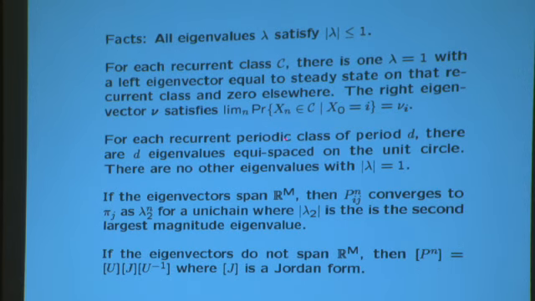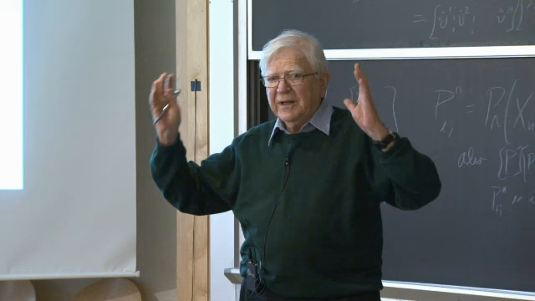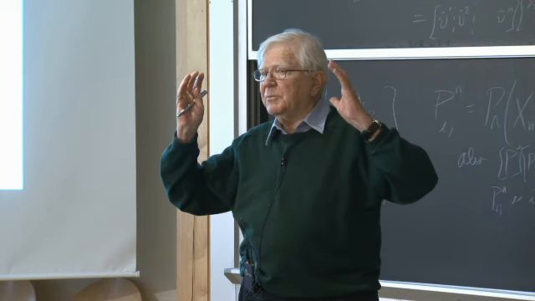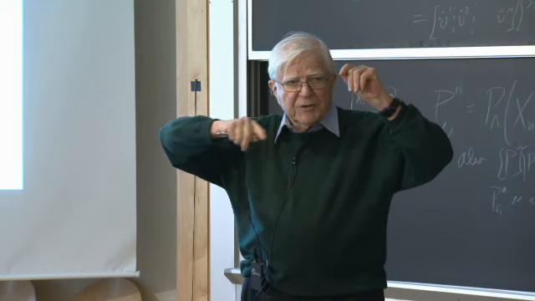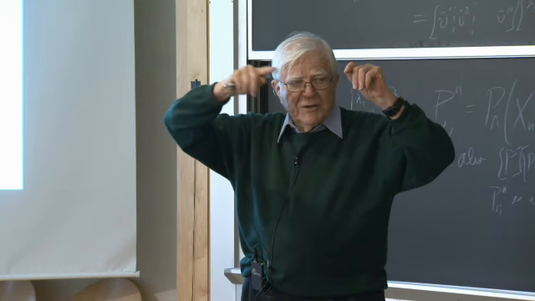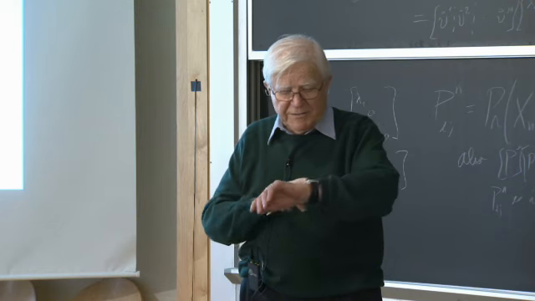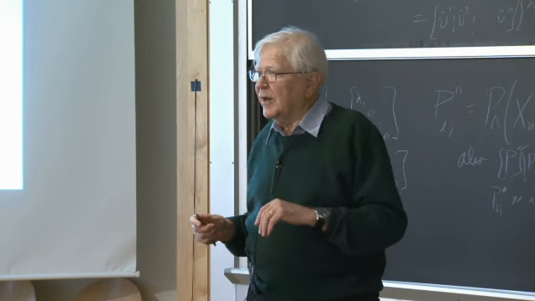For each recurrent periodic class of period d, there are d eigenvalues equally spaced on the unit circle. There are no other eigenvalues with the magnitude of lambda equal to 1. In other words, for each recurrent class, you get one eigenvalue that's equal to 1. If that recurrent class is periodic, you get a bunch of other eigenvalues put around the unit circle, and those are all the eigenvalues there are.